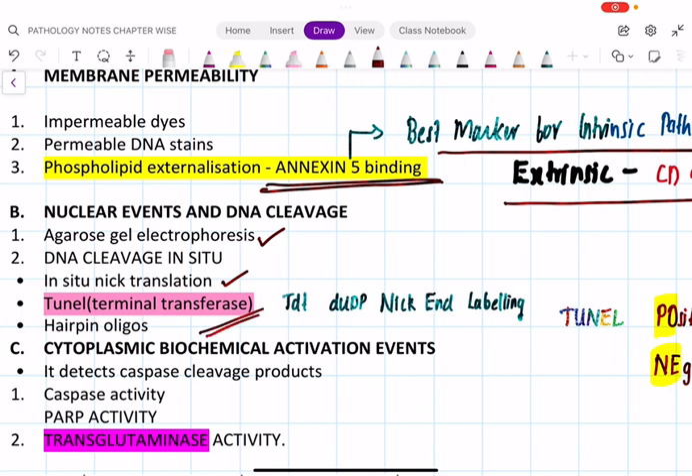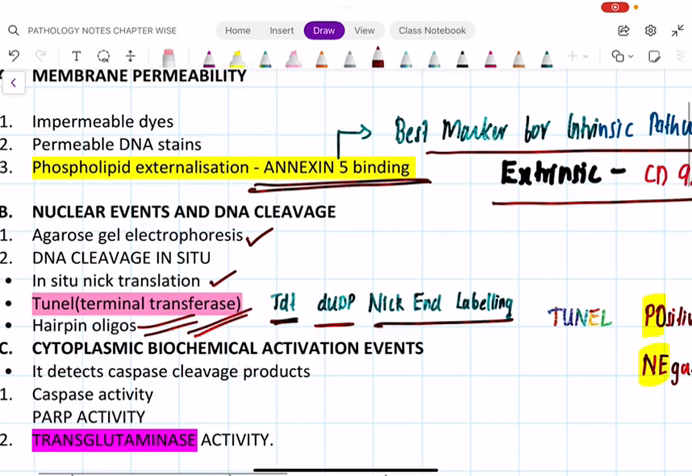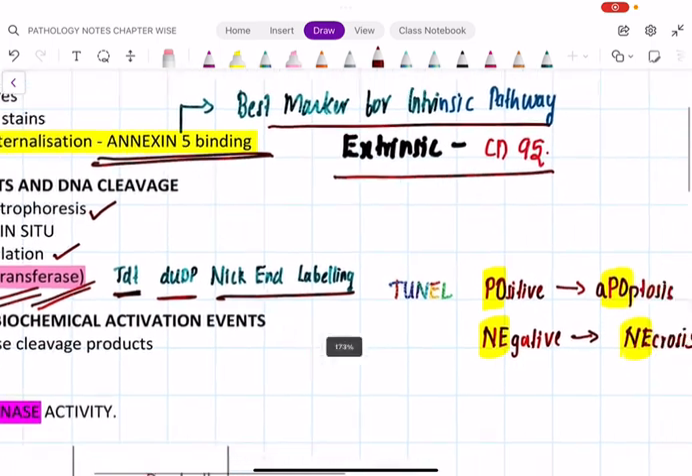What is the full form of TUNEL? Yes, this has been asked once. TUNEL stands for TdT dUTP nick end labeling. TdT, dUTP, all these are nucleotide names. Terminal deoxynucleotidyl transferase, that is TdT, terminal transferase. We are using a terminal transferase. We are labeling the ends of the DNA, and finally we are interpreting the result.